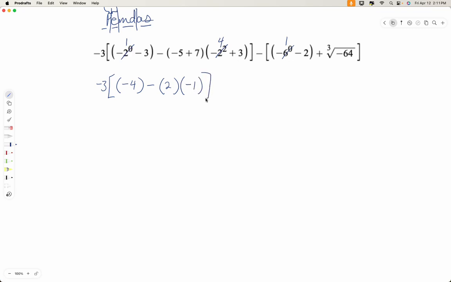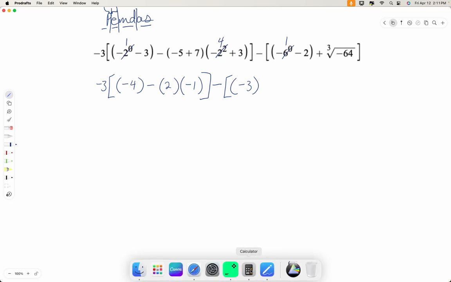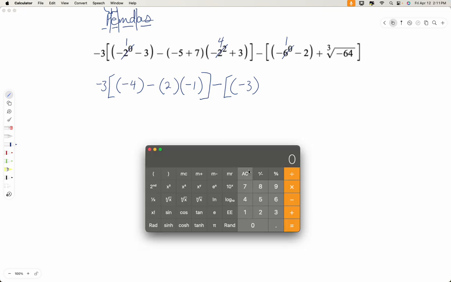Now I have my bracket. Minus, I have a bracket. I have a parentheses. -1 minus 2, that's a -3. Plus, let's look at this first though. I have the cube root of -64. I'm just going to do that on my calculator. I know what it is. I know it's -4, but I'm just going to show you how you can do that.